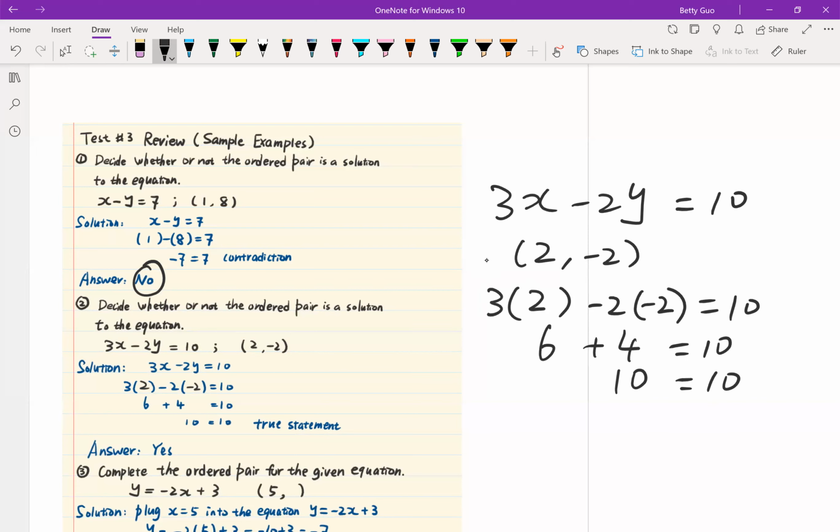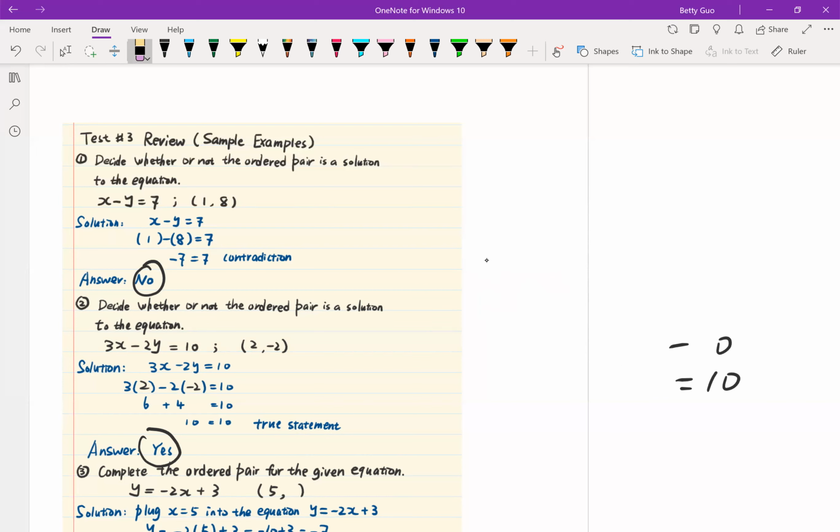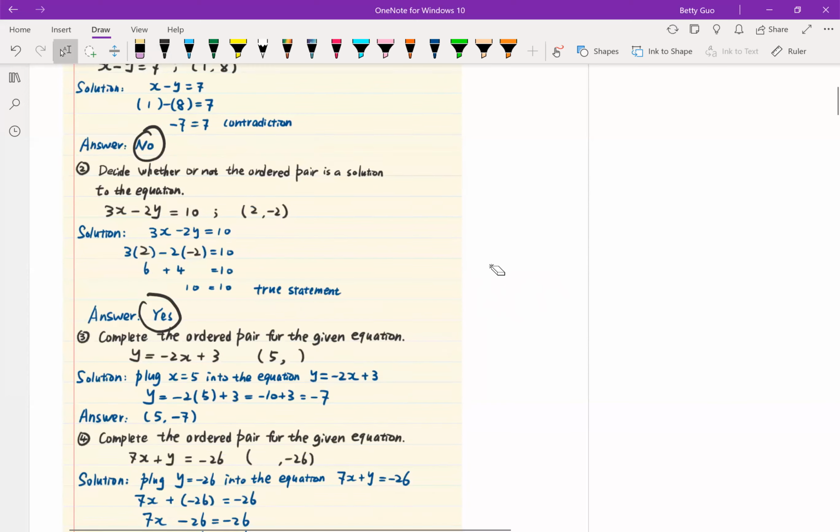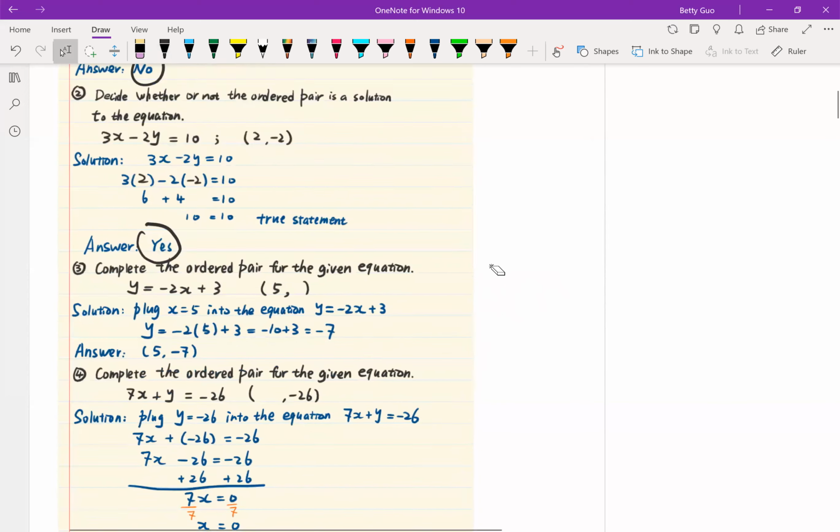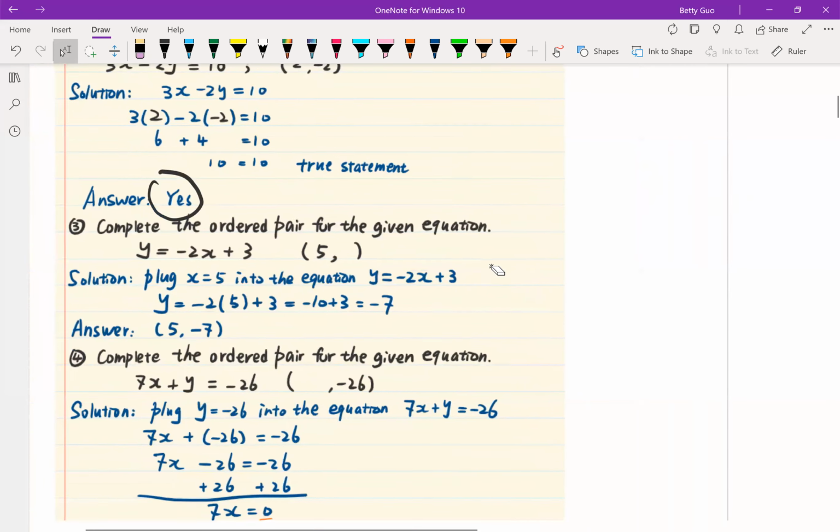True statement. So the ordered pair (2, negative 2) is a solution of the equation. Please feel free to pause the video and practice on your own.